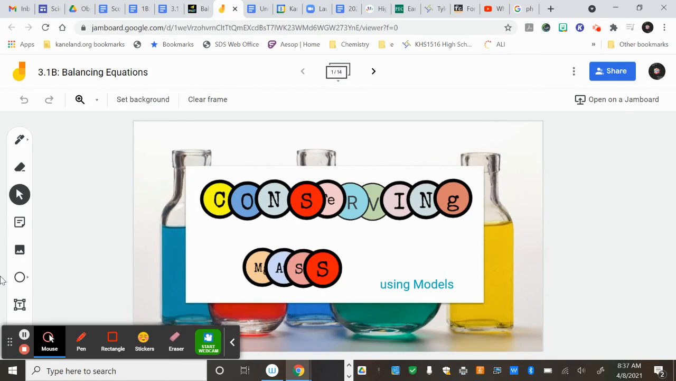Hello, this is Mrs. Decker, and for today at home, you are going to start doing some work on 3.1b, balancing chemical equations. You're going to start by using this Jamboard to help you get the idea of what you are going to be trying to do when you balance equations. So I just want to go through a couple of things to make sure that you are using the Jamboard right. The first page of the Jamboard here is just the introduction.